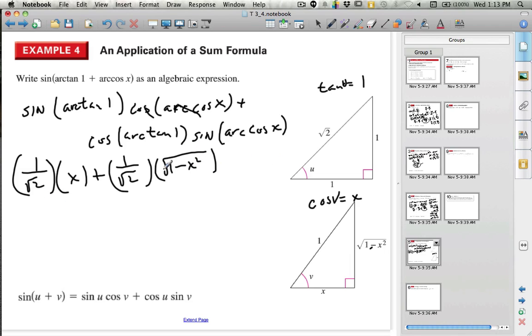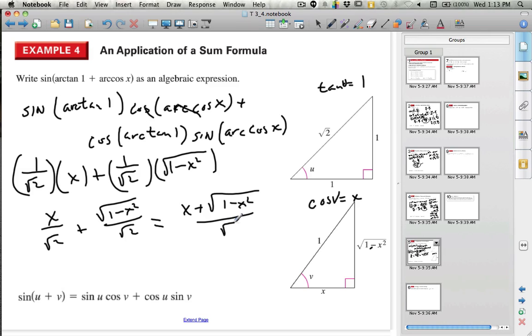All right, when we go ahead and multiply these out, I'll get x over radical 2 plus the square root of 1 minus x squared over radical 2. And when we simplify it, we already have common denominators. It's x plus the square root of 1 minus x squared all over radical 2.